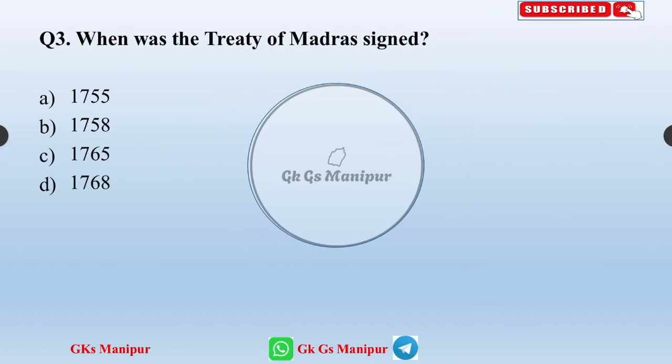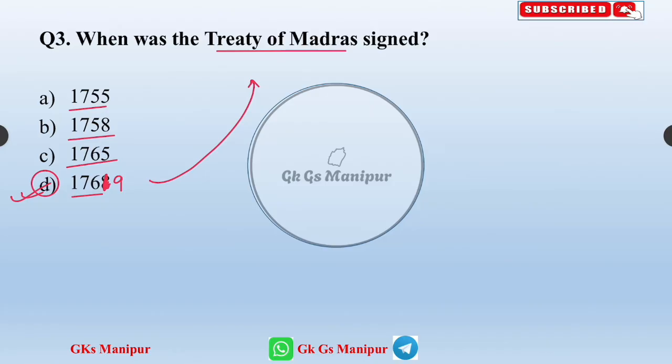Question number 3: when was the Treaty of Madras signed? Option number A 1755, option number B 1758, option number C 1765, option number D 1768. Sorry ma'am, in option C there is a typing mistake, it should be 1769. Here the correct option is option number D, 1769, when the Treaty of Madras was signed.